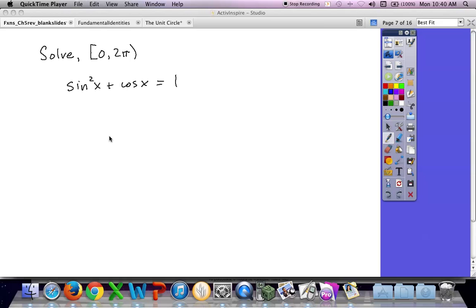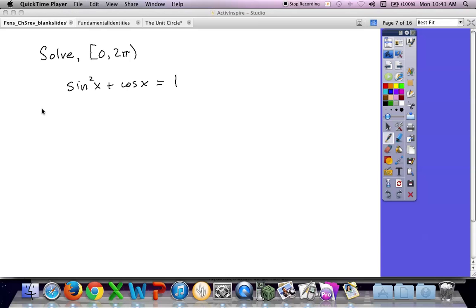Okay. What does it mean again? 0 to 2 pi? Yeah, we want all the x's and angles, right? We want all the angles in between 0 and 2 pi, including the 0, but not including the 2 pi. What's different about this one that we have to deal with?